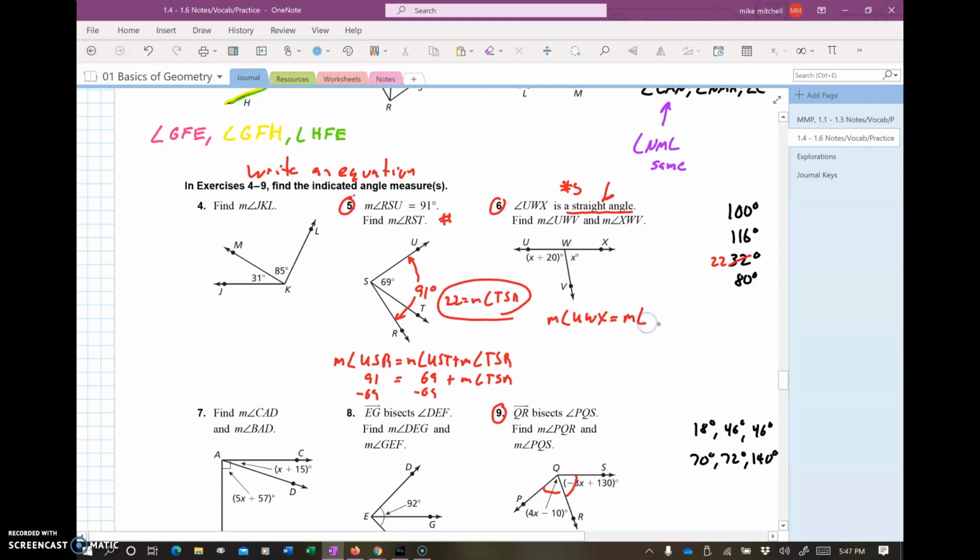Equals the measure of angle UWV plus the measure of angle XWV. Plug your information in. Remember the straight angle, that's our 180 degrees. So you're going to get 180 degrees right there. Put in your information over here. Solve the equation. You'll get x. Remember, plug x back into here to get your final answers. But we got that one there.